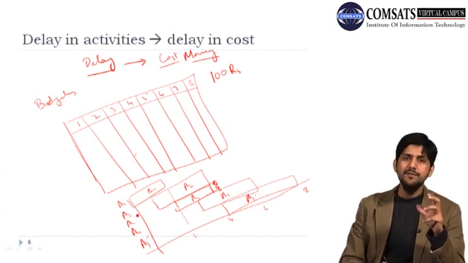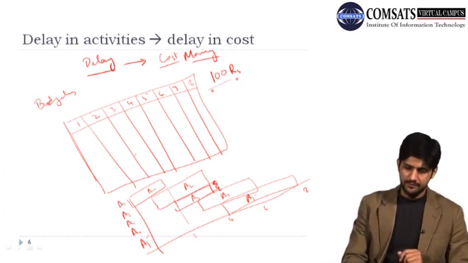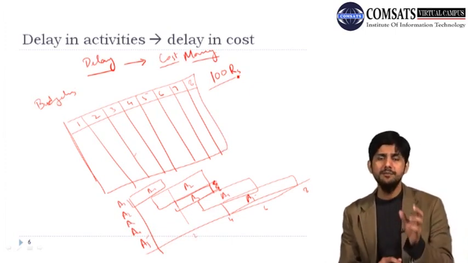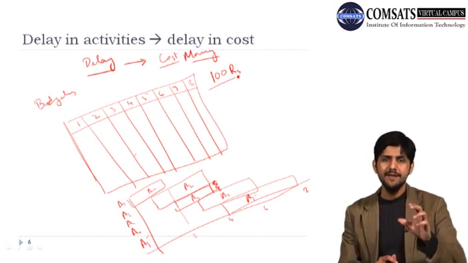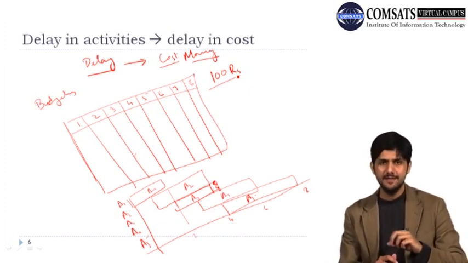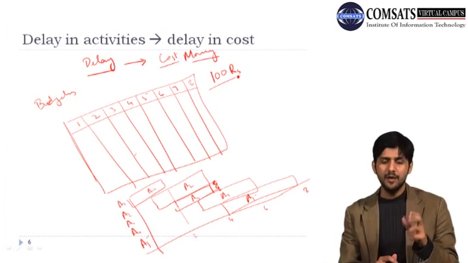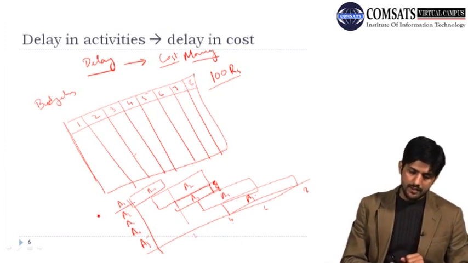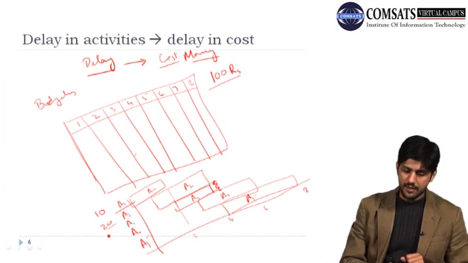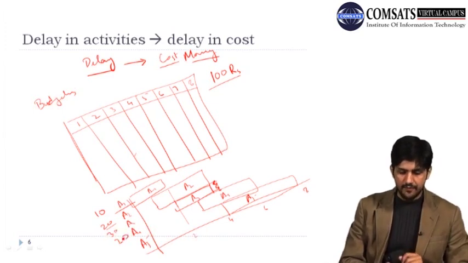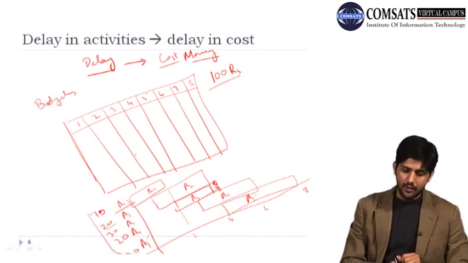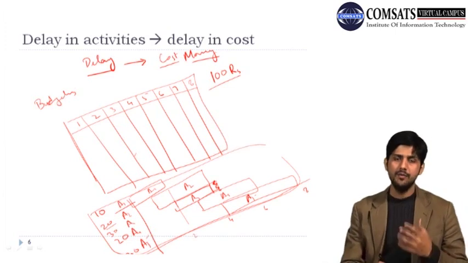So now when we say that we need to budget these 100 rupees to our project, what we do is that we decompose that 100 rupees and we divide it among different activities. Let's say activity 1 would take 10 rupees, activity 2 would take 20, activity 3 is going to take 30 rupees, and similarly these two are going to take 20 rupees. So now I know how much money all of my activities would require.